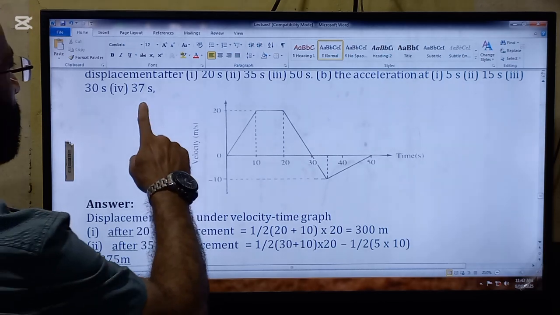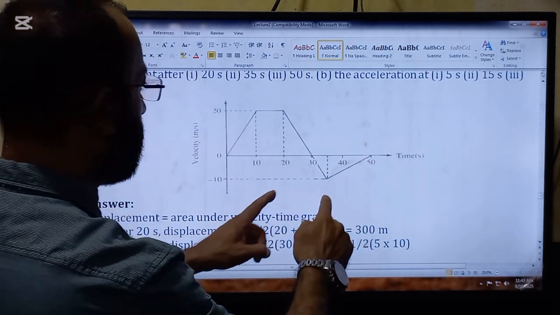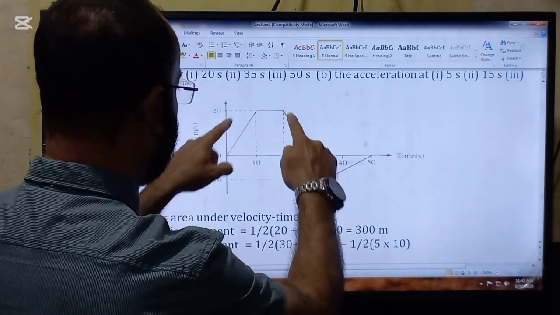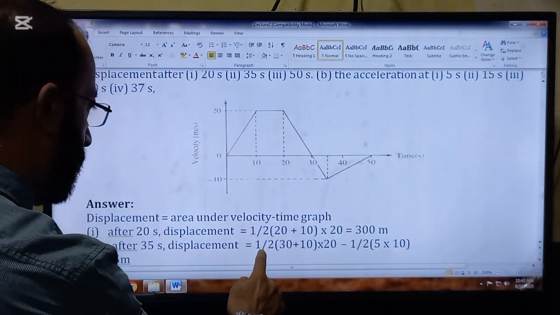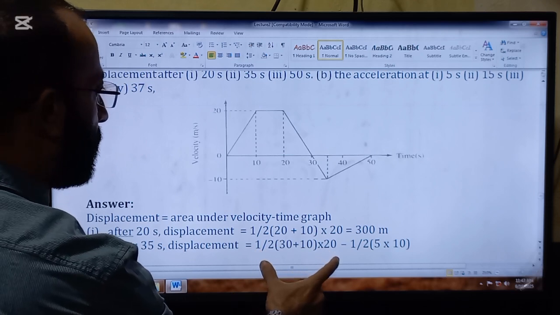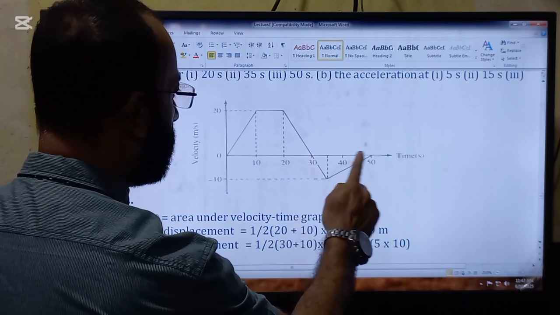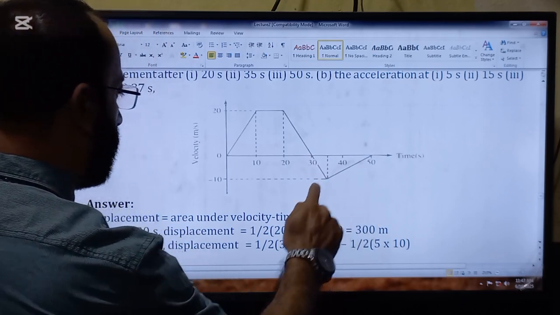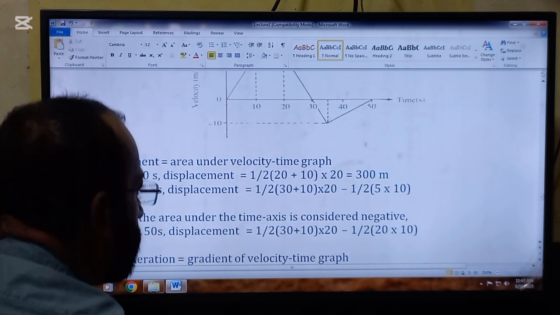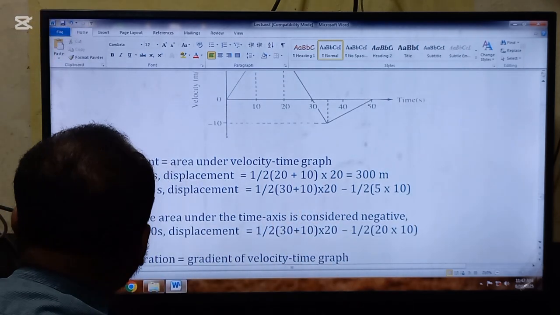The third requirement is after 50 seconds. So here is 50. You will subtract the area of this bigger triangle from the bigger trapezium. So the bigger trapezium is this one. You will use the same values, but now you will subtract the triangle. So 1 by 2 into base is 20 and height is 10, so 1 by 2 into 20 into 10 will be subtracted. Look here, this is the answer.